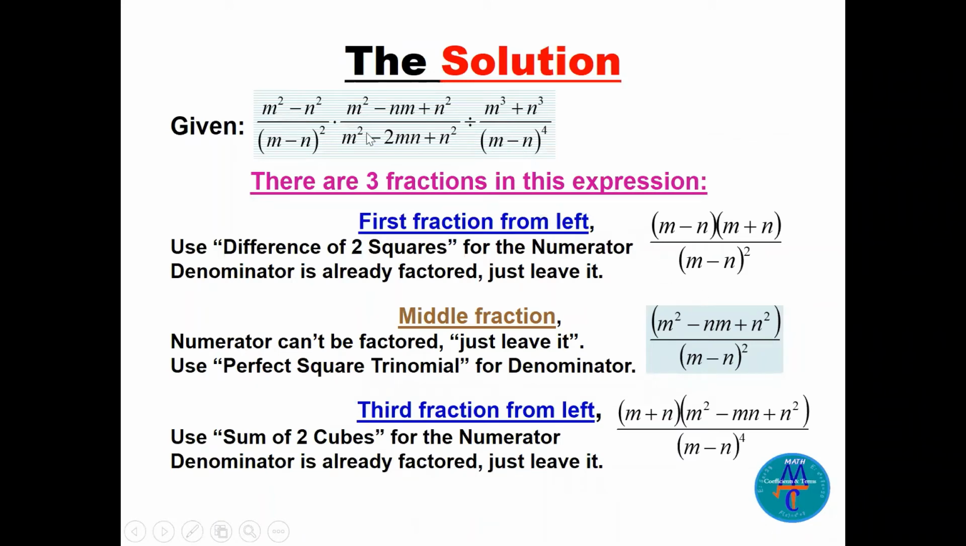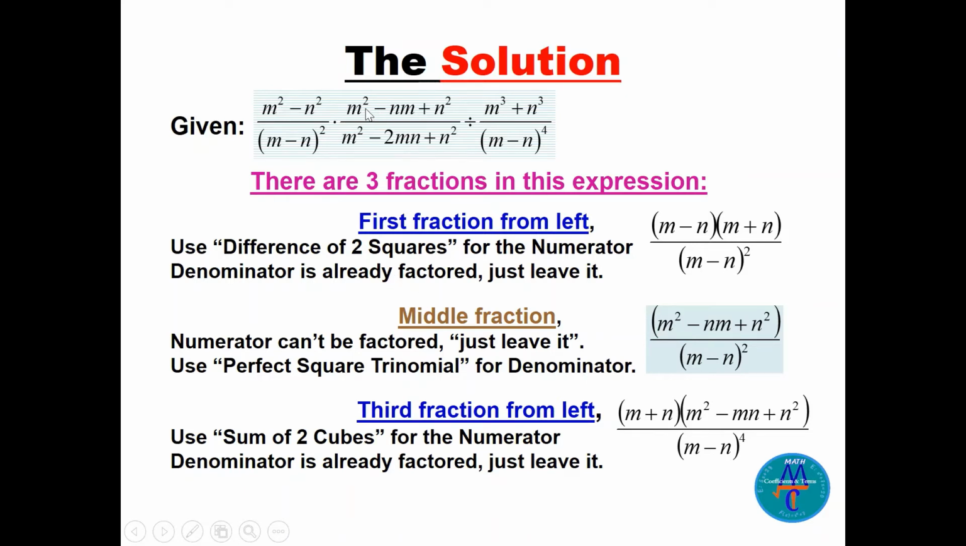Now we notice here there are three fractions, so I will take one by one. First fraction from the left here, this one. Use difference of two squares for the numerator: m squared minus n squared, I can factor it directly, m minus n, m plus n. Now this one, the denominator is already factored, just leave it. Do not expand, guys. Just leave it, m minus n all squared. The aim here is to factor everything we can so that we can simplify.